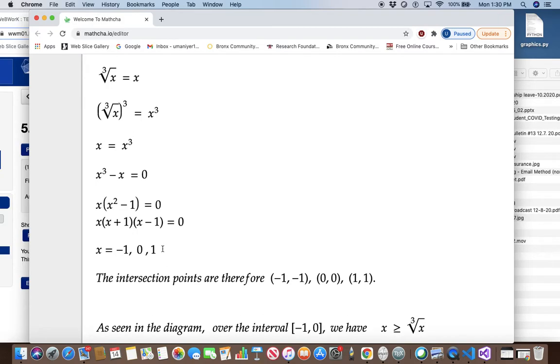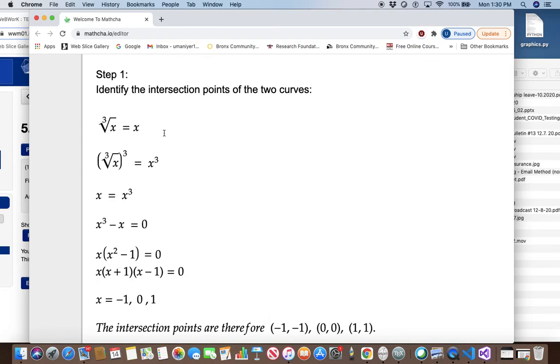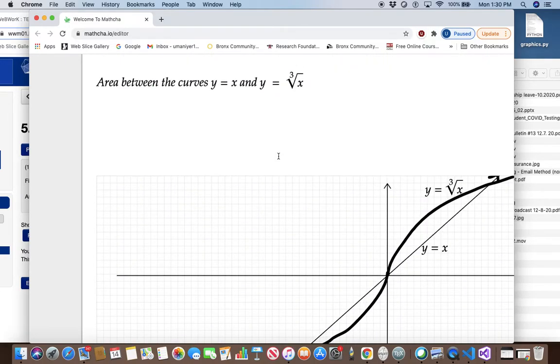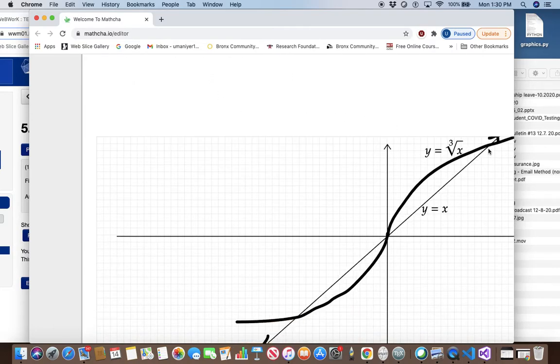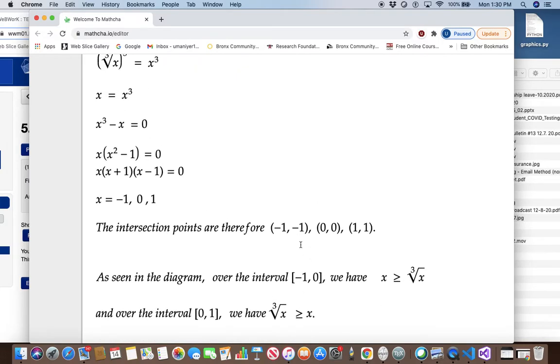Corresponding to these, the intersection points: you could use either expression and you'll get the same answer. When x is negative 1, y is negative 1. When x is 0, y is 0. When x is 1, y is 1. So these points are (negative 1, negative 1), (0, 0) and (1, 1).